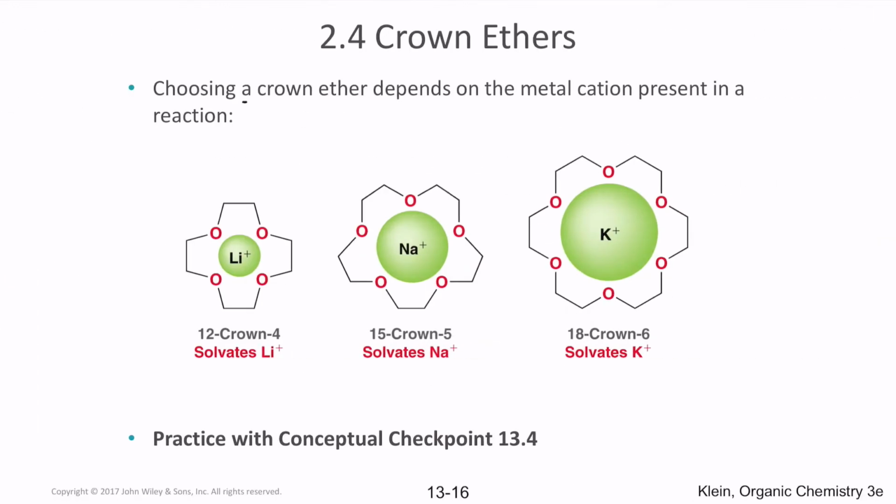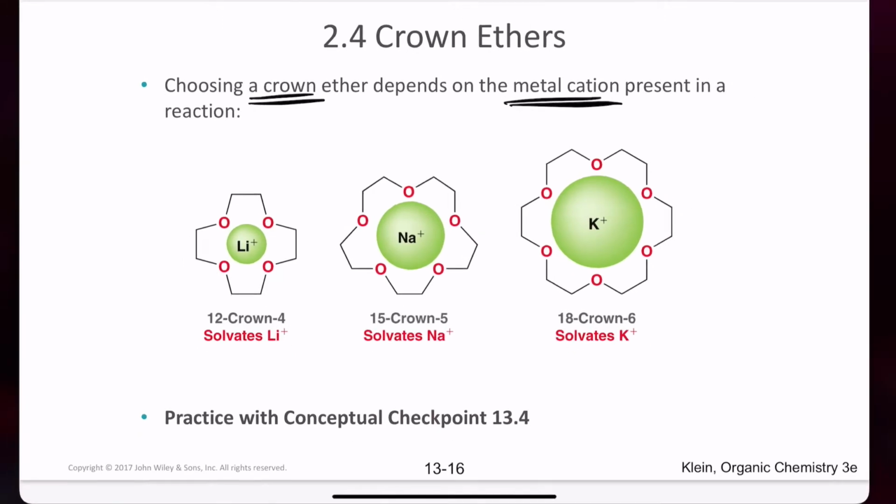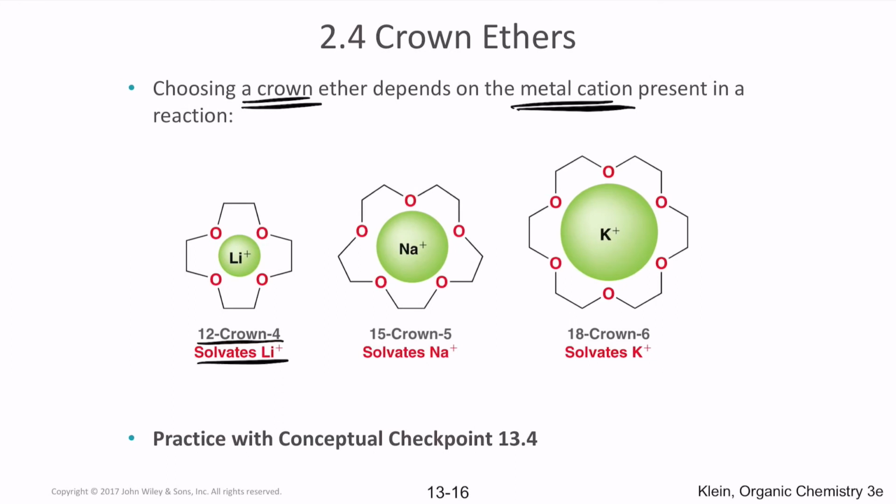Choosing a crown ether depends on the metal cation present in the reaction. For example, 12-crown-4 generally solvates lithium, 15-crown-5 is used for sodium, and 18-crown-6 is generally used for potassium.